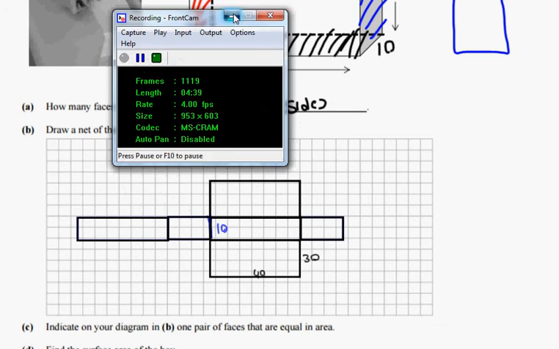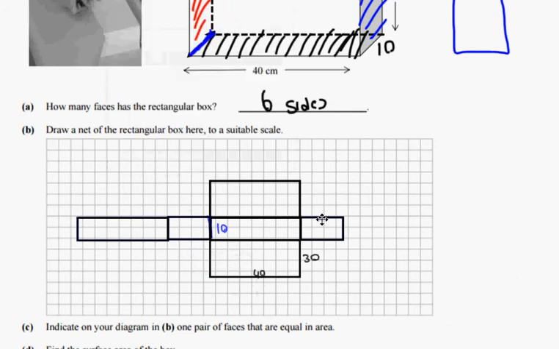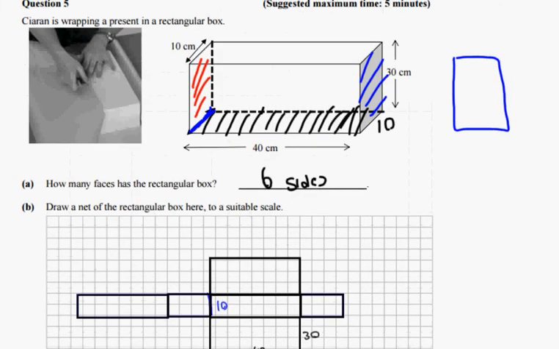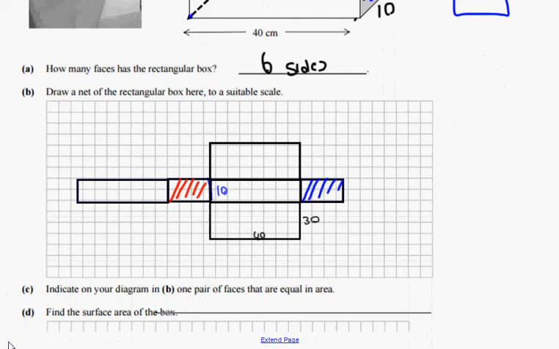Okay. List any one pair of faces that are equal in area. So they're equal in area. I'd say the red one's equal to the blue one. Would you? So where's the red one? There, and the blue one is there.